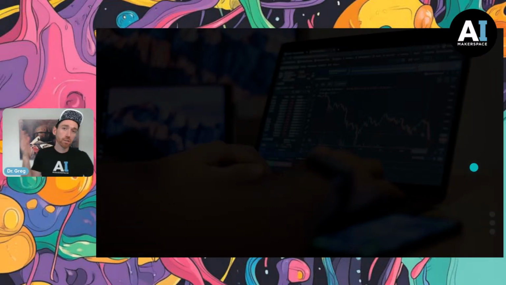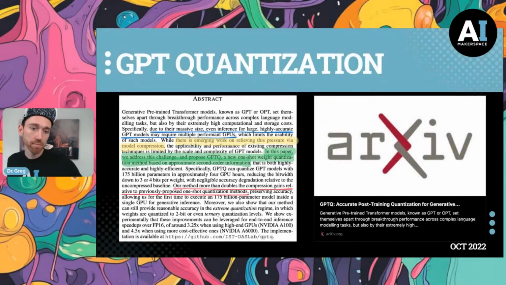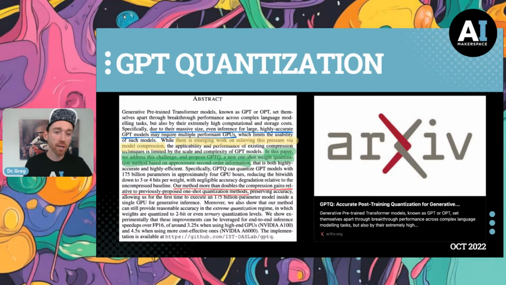What's really going on? Let's take a look directly at the paper first here. Again, GPTQ, epic name, feeling pretty OG. An epic start to this paper. GPT models, blah, blah, blah. Okay. Due to their massive size, even inference for large, highly accurate GPT models may require multiple performant GPUs. Got it. Same page.